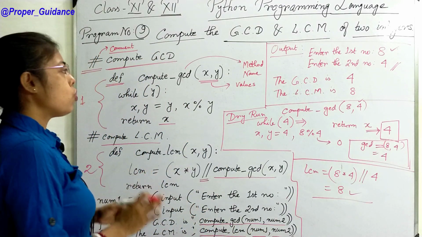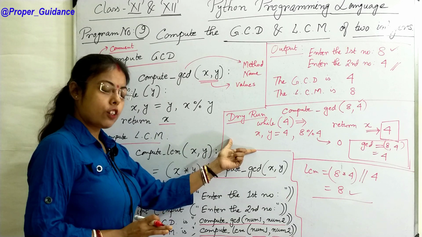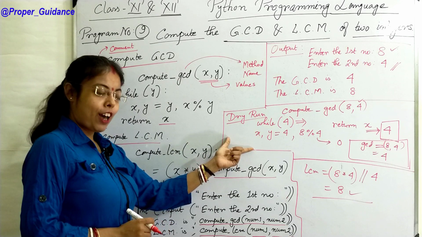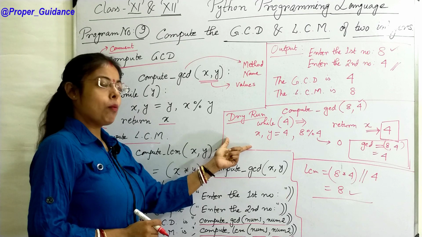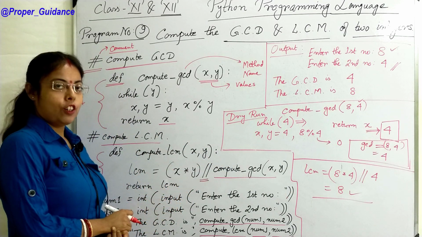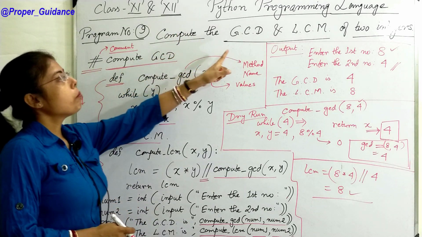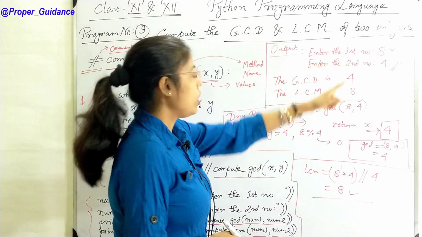You can take any two numbers, any two integers, and just dry run it to understand it properly. If there is any problem, I am here to explain that. But feel free to comment what the problem section is. Okay. So this is our program number 9, that is compute the GCD and LCM of two integers.